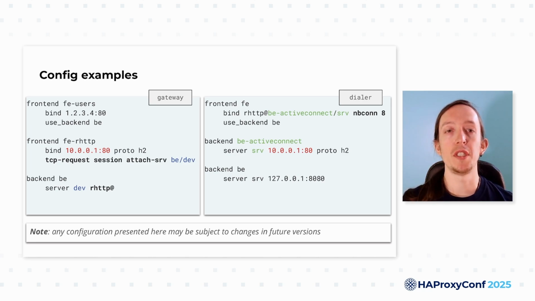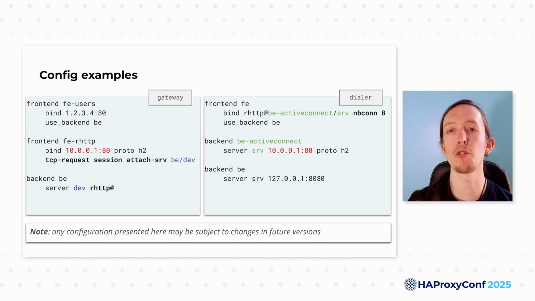Once the connection is accepted on it, we do the reversal thanks to the new attach-server rule. This rule will instruct to first do the reversal of the connection, and then the connection is inserted into the targeted server, the dev server. It's inserted into its idle connection pool. The connection is now idle, and users can connect to the public gateway and use it to access the dialer and the service behind it.